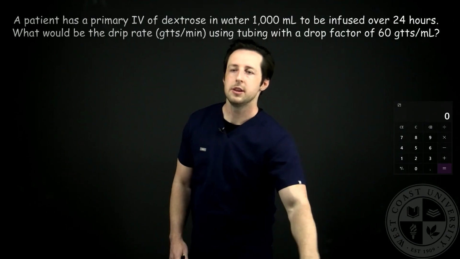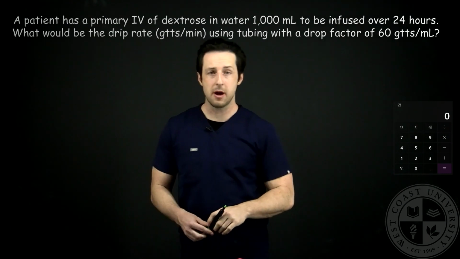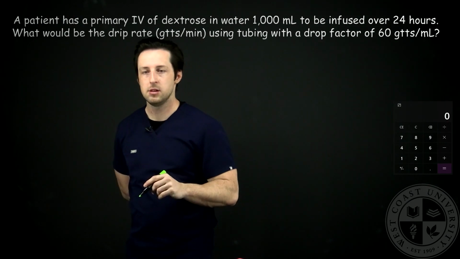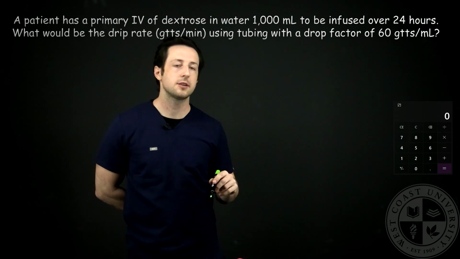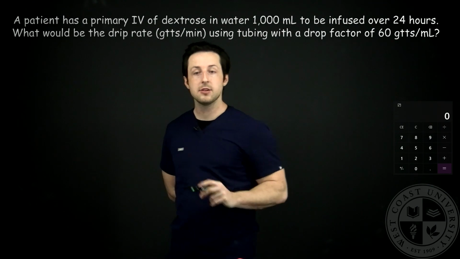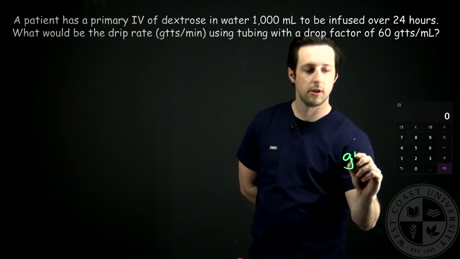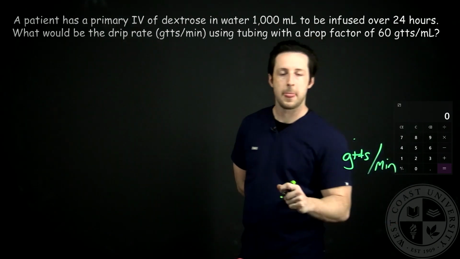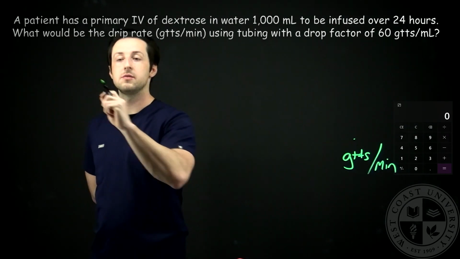Okay, so the patient has a primary IV of dextrose in water, 1,000 ml, to be infused over 24 hours. What would the drip rate be in drips per minute using tubing with a drop factor of 60 drips per ml? So we want to know the drip rate, and they gave us the units that we're supposed to end up with, which in our case is going to be drips per minute. So this one's kind of got a lot of steps to it. So let's make sure we hit each one individually.